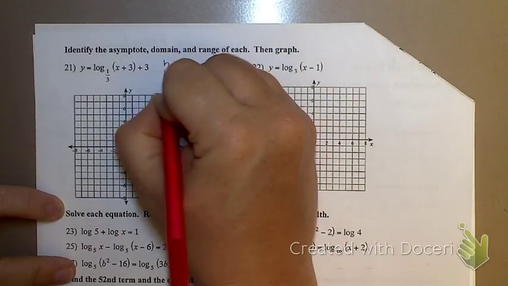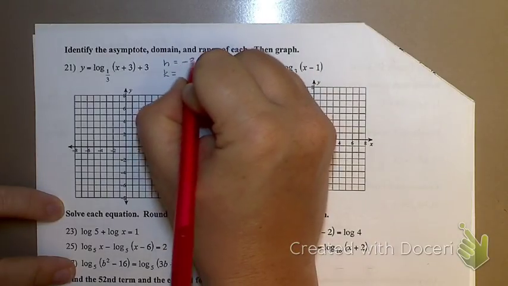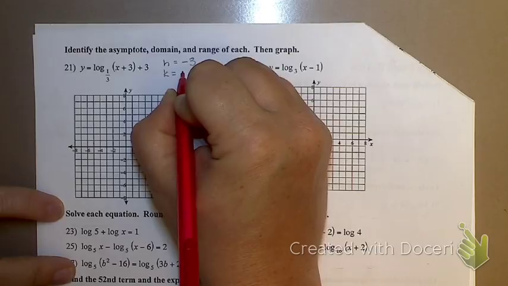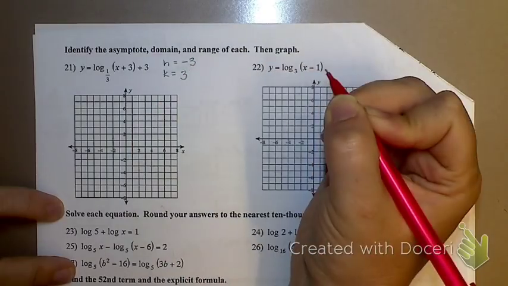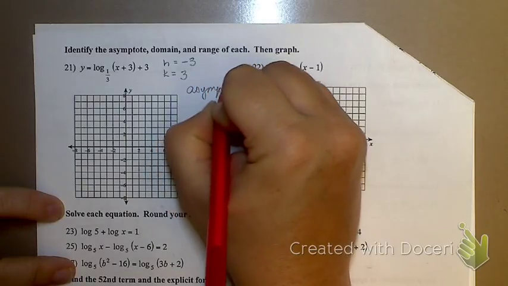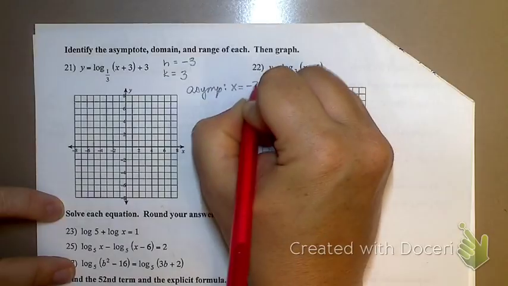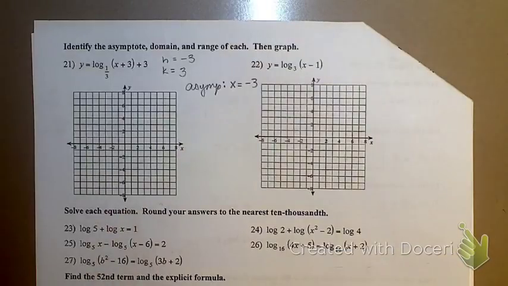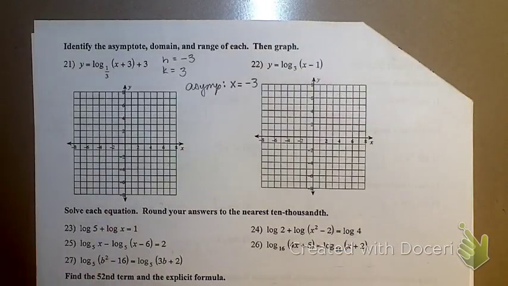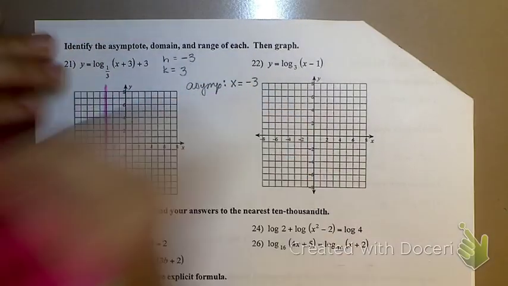H and k. What is h here? -3. What is k? K is 3. My asymptote is x equals h, or in this case, x equals -3. I need to draw in that asymptote. It is a vertical asymptote at -3.